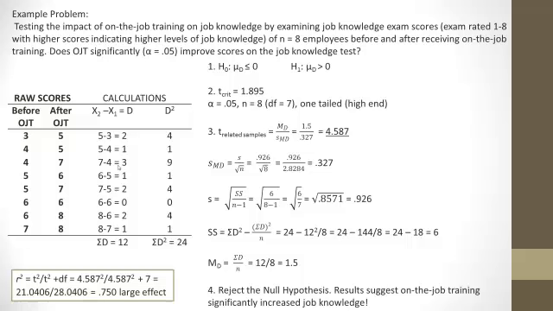So what this says is that just randomly, just due to chance, we would expect to see about a 0.327 point difference between time 1 and time 2, even if on-the-job training had no effect on job knowledge.